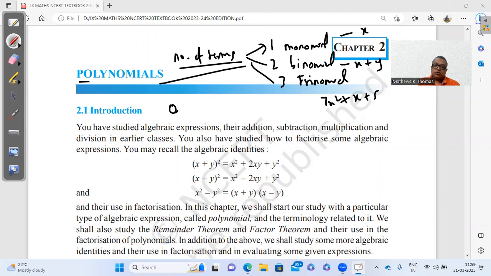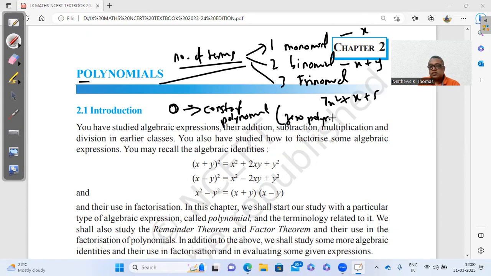The number 0, okay? So the number 0 is called a constant polynomial, but it is also referred to as a zero polynomial.